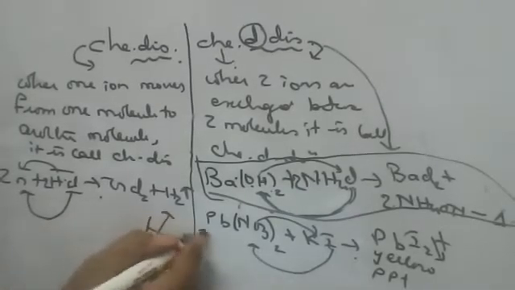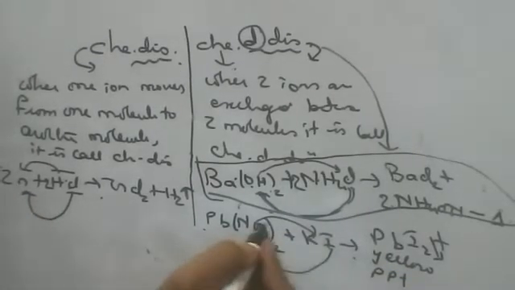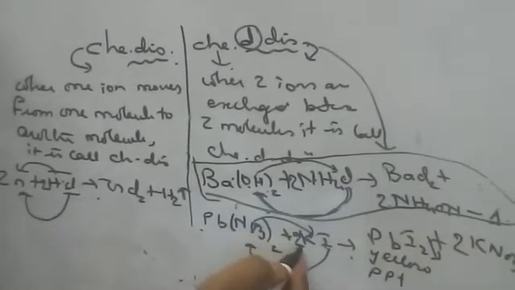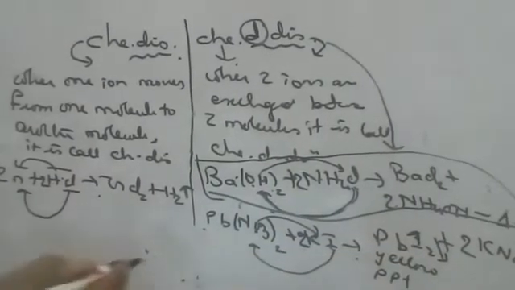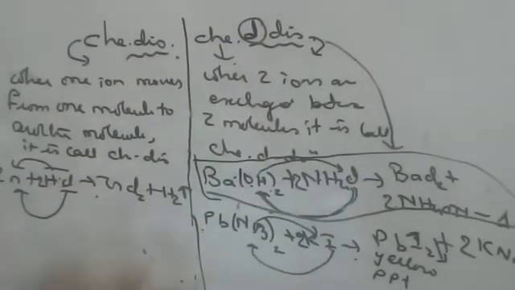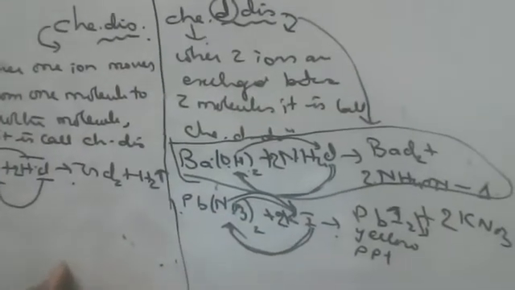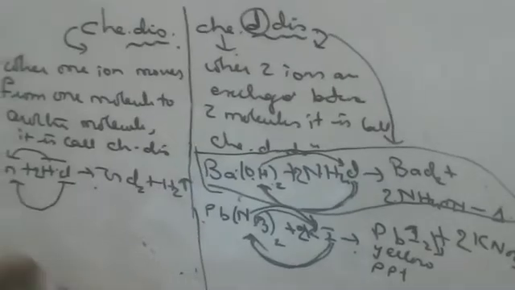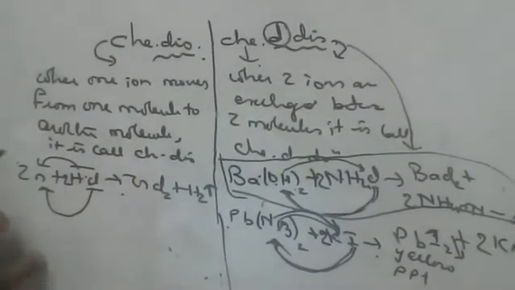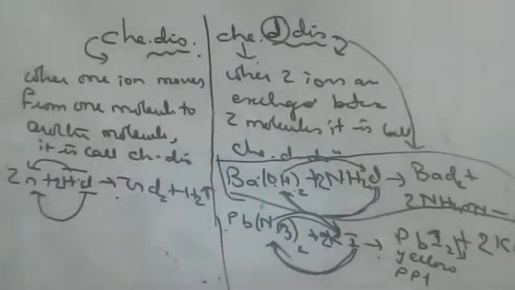If it goes as a gas, we denote it with an up arrow. So lead iodide is a yellow precipitate, plus you will get potassium nitrate, KNO3. Since two nitrates are there, put two here, two iodines. You can give this example for double displacement and also for precipitation reaction. Double displacement means one ion is going there, one ion is coming here. Two ions are exchanged between two molecules. Definitions are very, very important. Whereas in chemical displacement, one ion is moving from one molecule to another molecule.